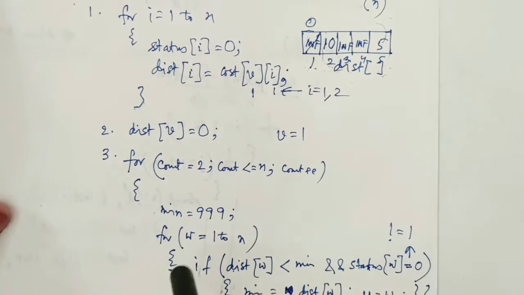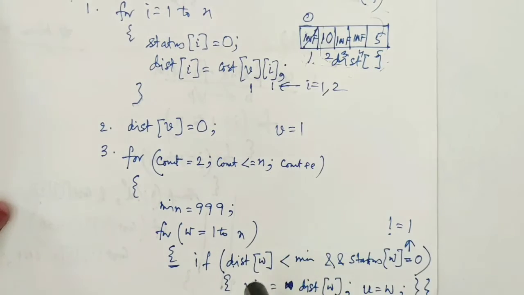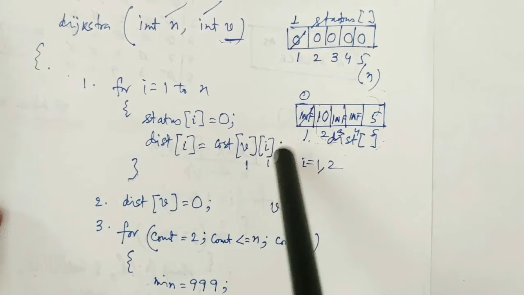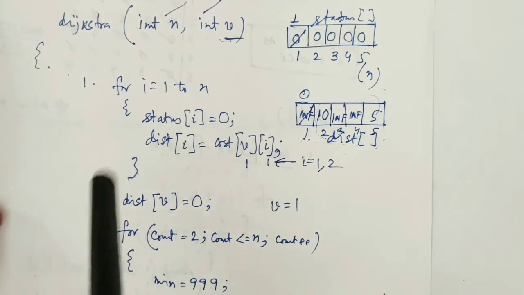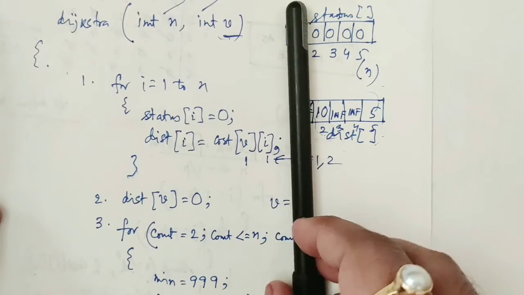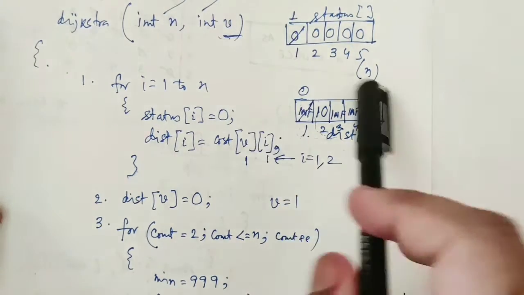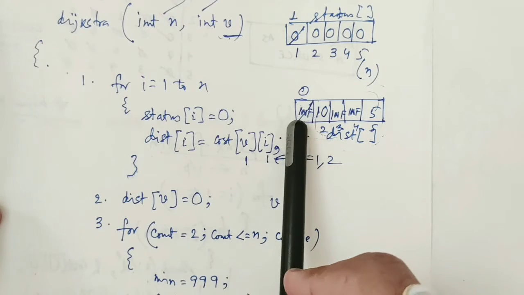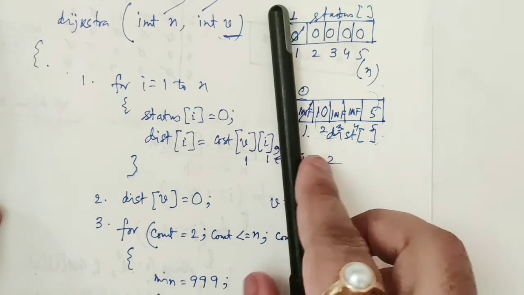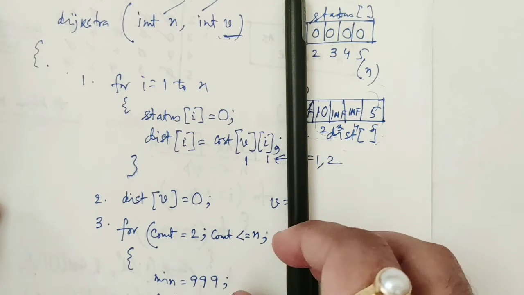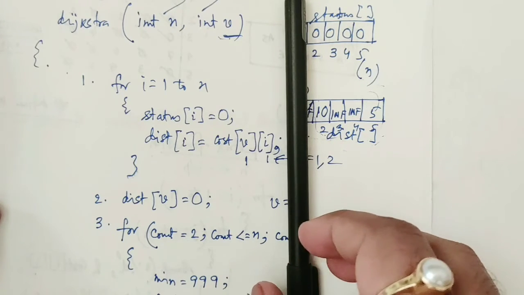So 0, that means dist of w, first one it is 0, needs to be compared with 999, and at the same time you have to see whether vertex 1 has been covered or not. If it is not covered, then you have to consider it. Once vertex 1 has been covered, its status is 1. So from the next time when you go through the entire array again, you should not consider vertex 1, because its status is 1. That means it is already visited. Visited means it is already explored here. So from the remaining you have to identify the min.